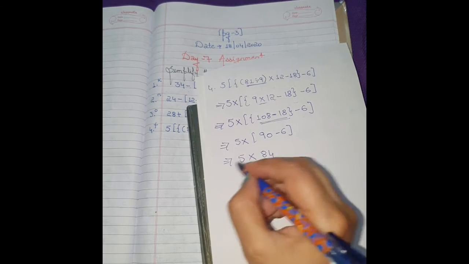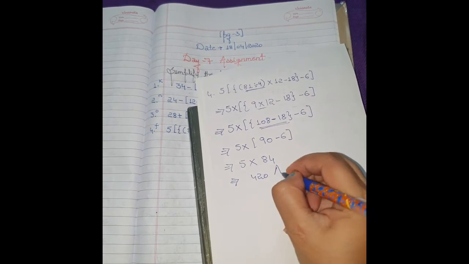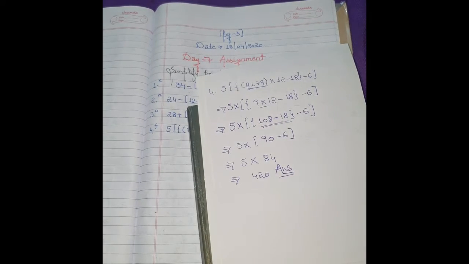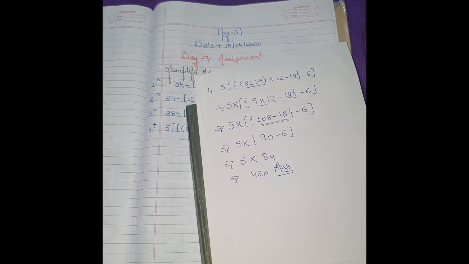Now multiply 84 and 5, so you will get your answer as 420. So this is the answer of your fourth part. Now I hope this BODMAS topic is clear to you all.